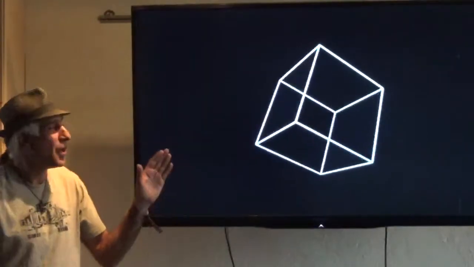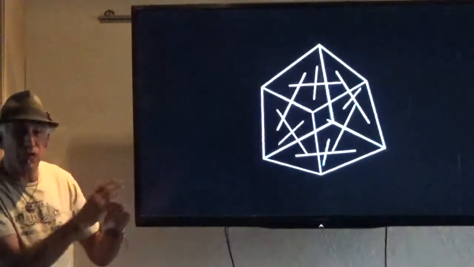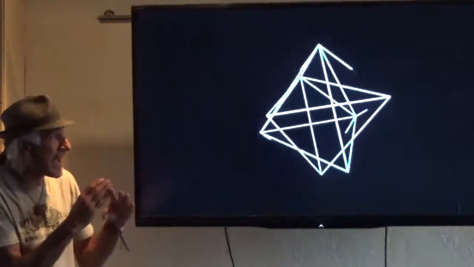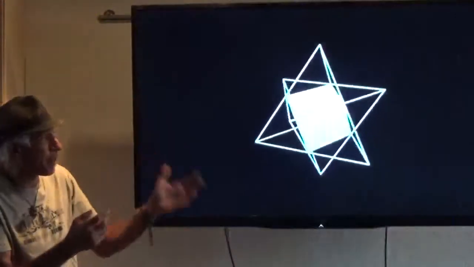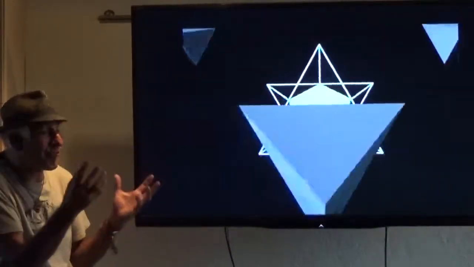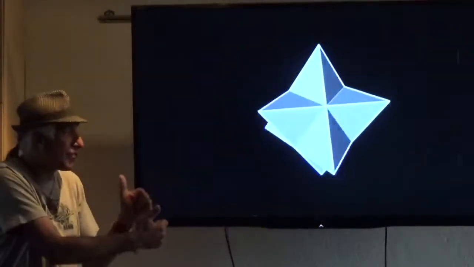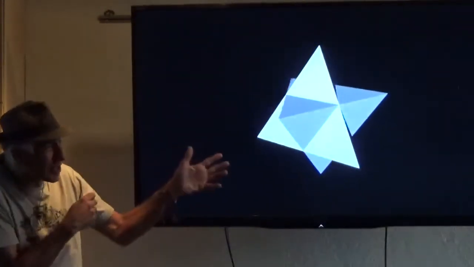Now here we start with a cube. And hopefully you can see that cube. And then what you do is you cross the faces of a cube in its diagonals and remove the cube. And it makes two tetrahedrons, one pointing up, one pointing down, but also a central octahedron that's surrounded by 8 tetrahedrons all pointing out. So this is a star tetrahedron.